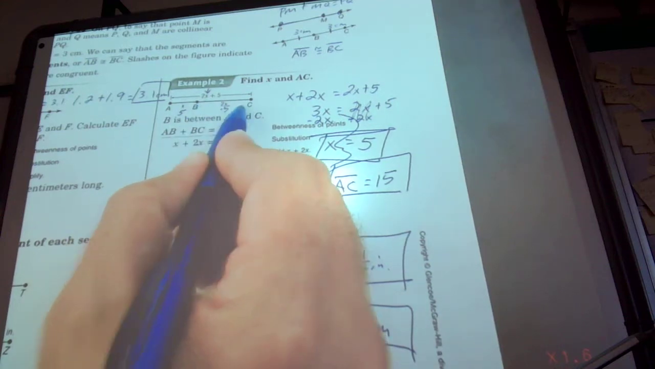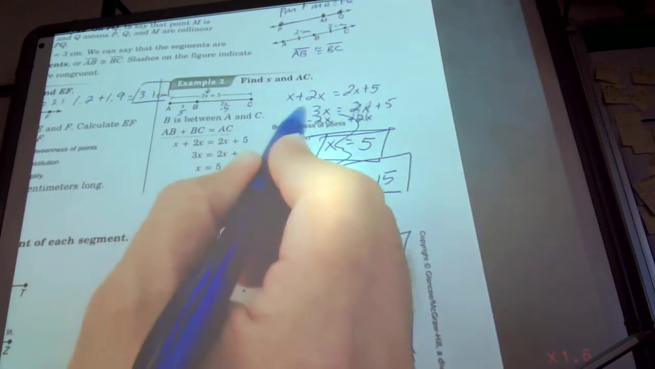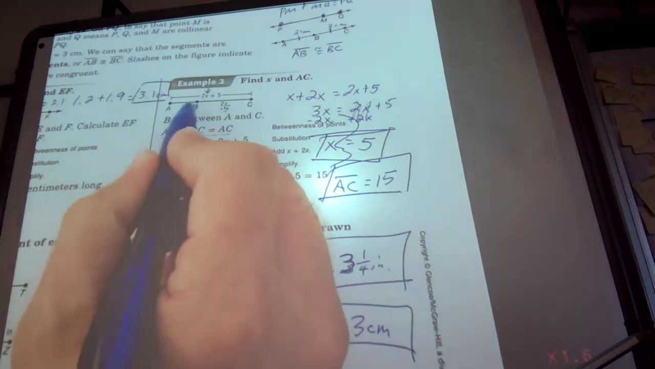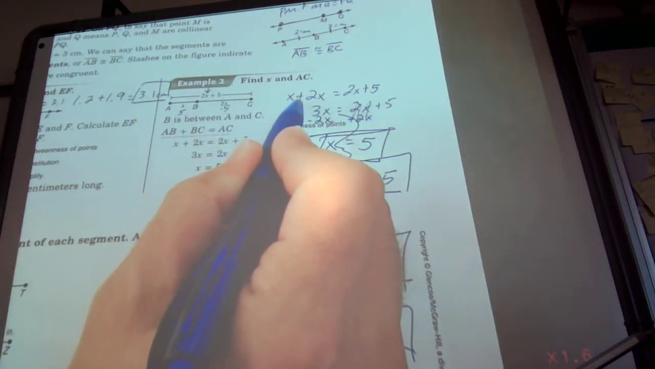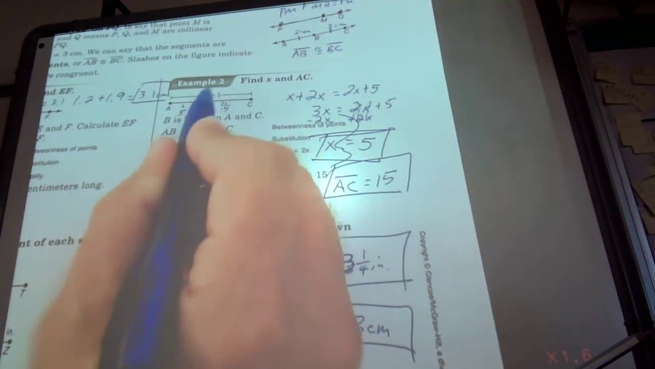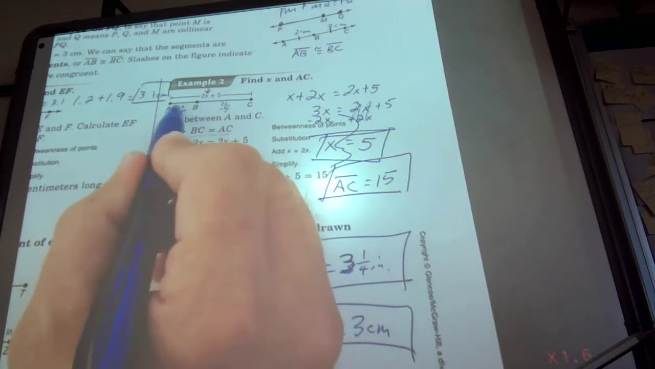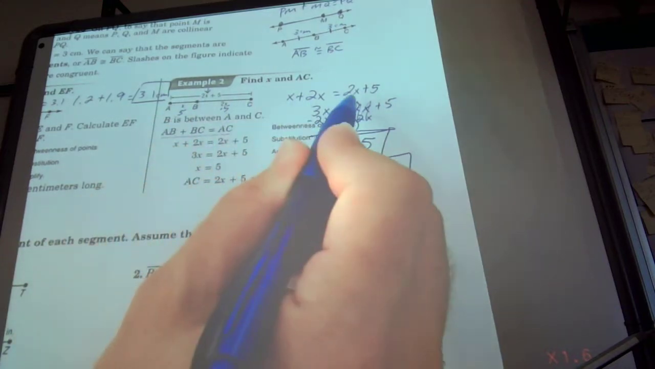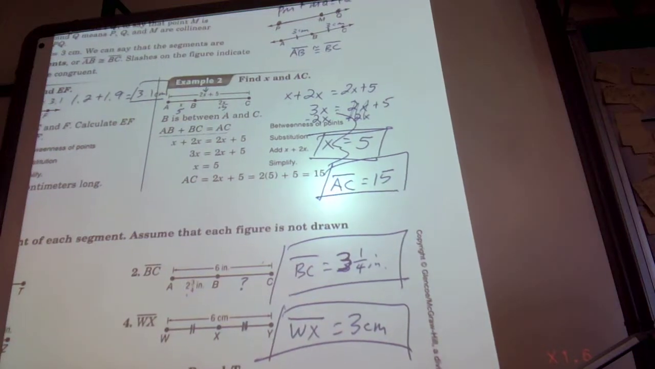I'm going to take the other little part, which is BC, and I'm going to add them together, right? Little part plus little part, X plus 2X, and that equals the whole thing. So up here above our segment, they go from A to C, and that's 2X plus 5. Well, at that point now, we just got to do some algebra.